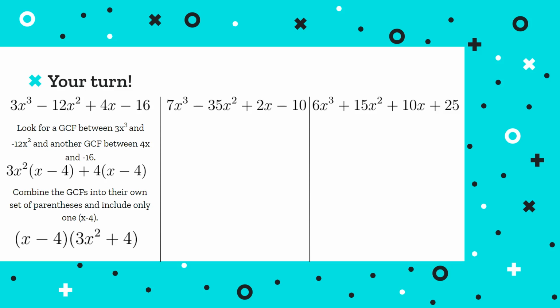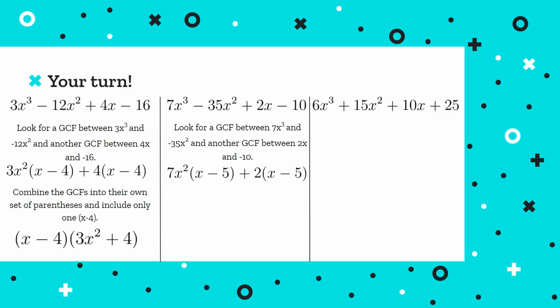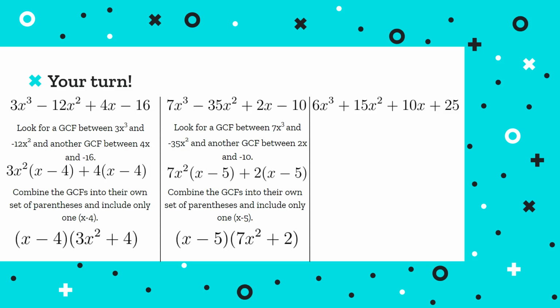When looking at the second question, we do the same thing. We look for GCFs between the first two and the last two terms. In this situation, the two GCFs are 7x squared and positive 2. And then we combine the GCFs into their own set of parentheses and include only one set of parentheses with x minus 5.